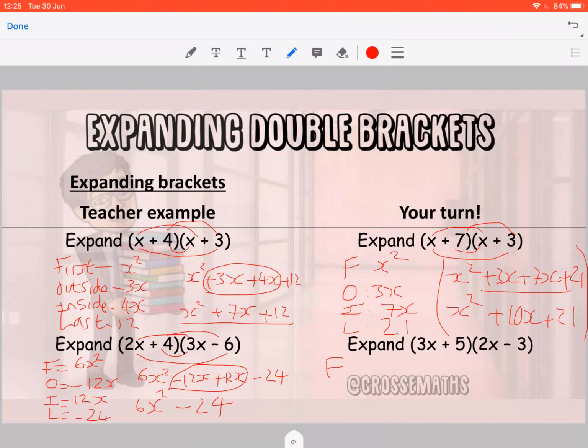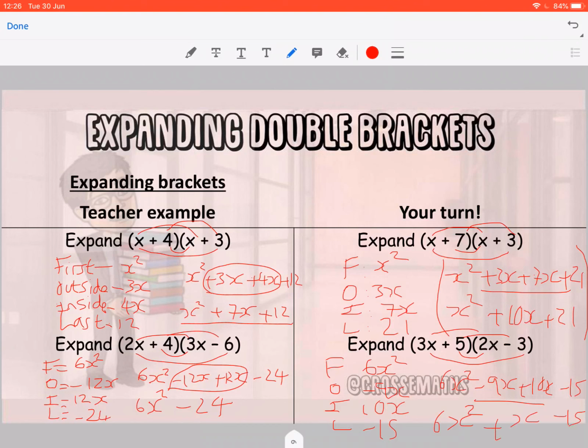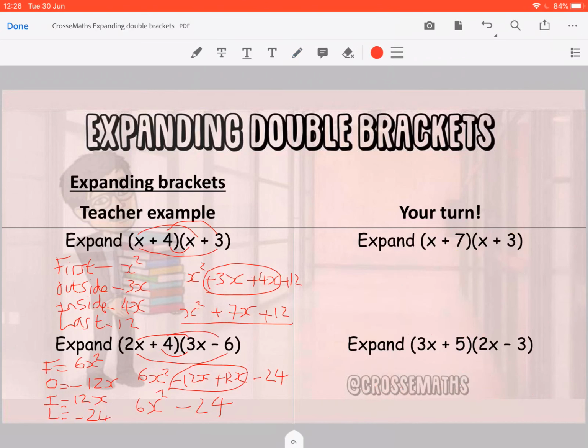Same thing underneath, FOIL again. You want to get to the point where you're fed up of doing it, and then you'll know you're really good. 3x times 2x is 6x squared. Outside edges, 3x times negative 3 is minus 9x. Inside edges, 5 times 2x is 10x. Last, 5 times minus 3 is minus 15. So we've got 6x squared minus 9x plus 10x minus 15. I'm going to simplify the middle, so I end up with 6x squared, minus 9x plus 10x is positive 1x, negative 15 on the end. So 6x squared plus 1x, take away 15. That's what you should have gotten.